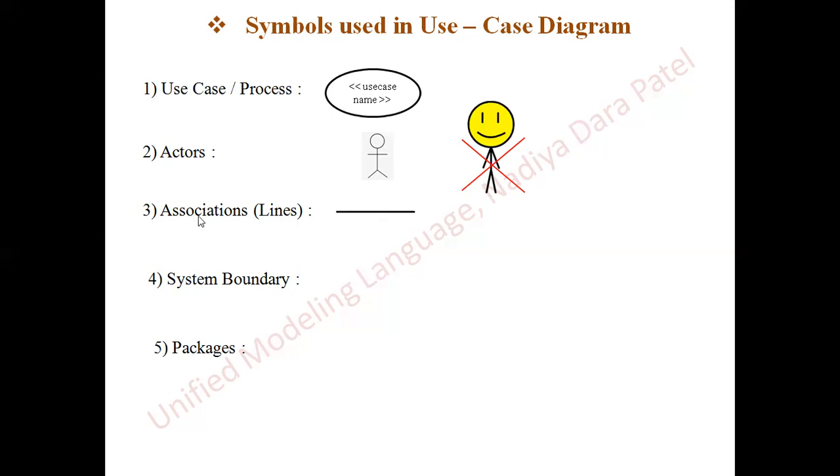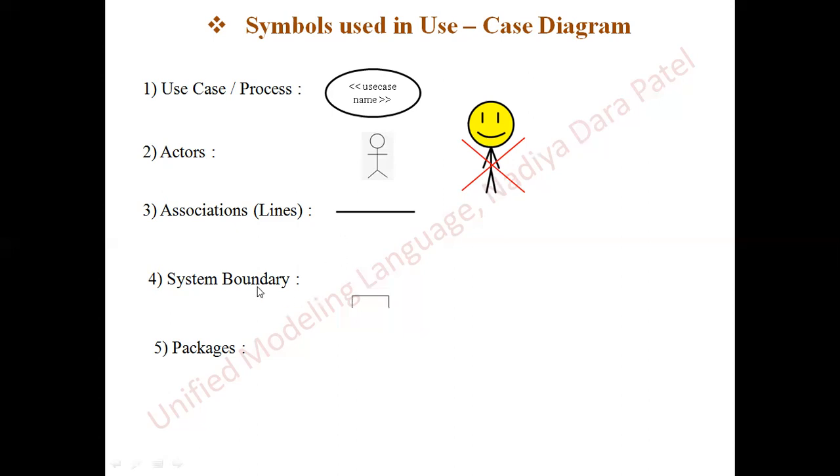The next is associations, or you can say line. These are also known as links. So this is something which is going to connect our actor and use case. So this is a simple line. Again, if you observe this symbol, it has not got any arrowhead. Like my pointer here is having one arrowhead which I use to point something. So this line is not having an arrowhead. So this is one simple line without a head or a tail.